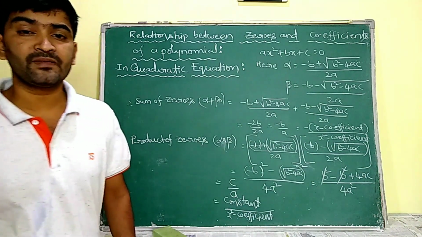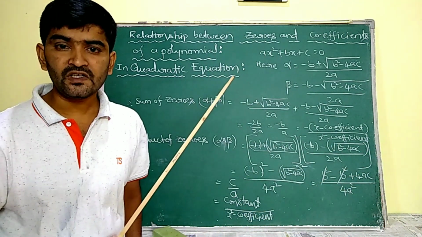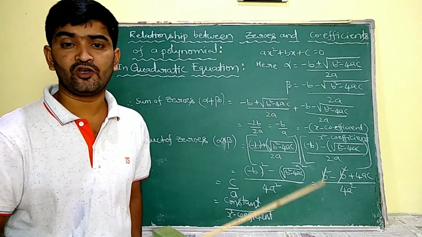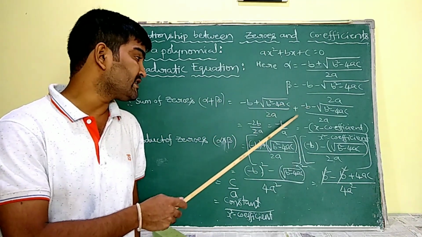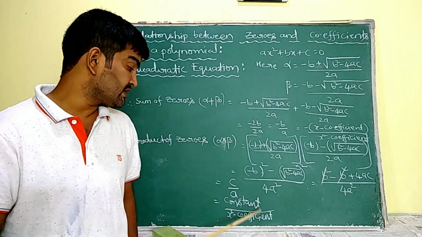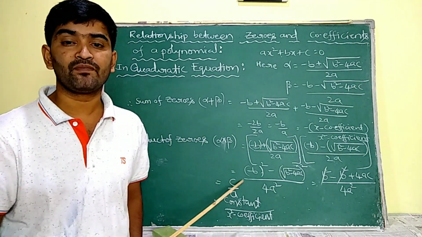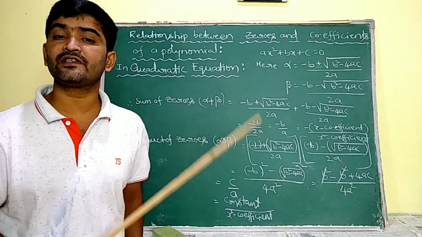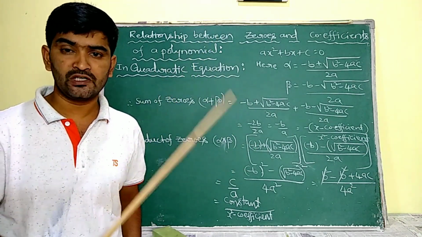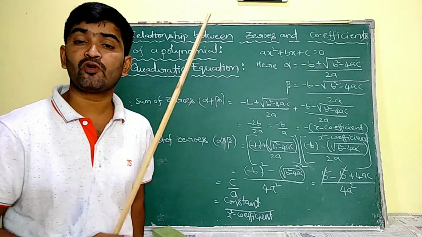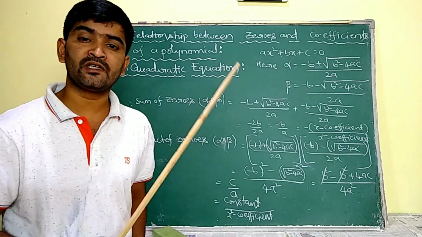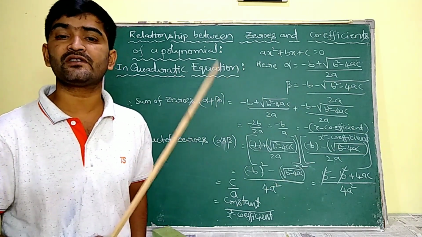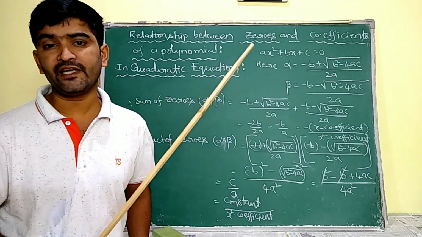So this is the relation between the sum of zeros and coefficients of a quadratic polynomial. That is, sum of zeros is equal to minus b by a and product of zeros is equal to c by a. So in this way we are going to find the relation between zeros and coefficients of the quadratic polynomial. And now I am going to explain the shortcut method to write the sum of zeros and product of zeros of a quadratic polynomial.